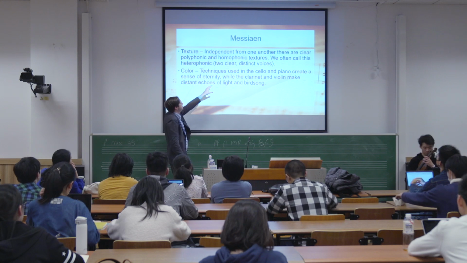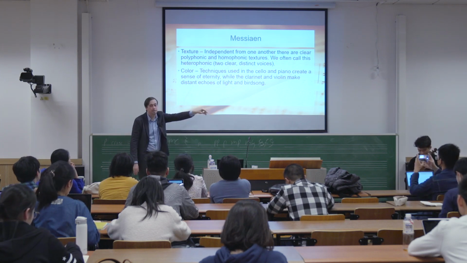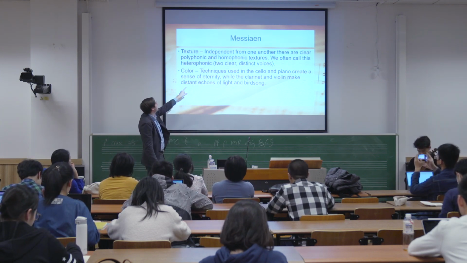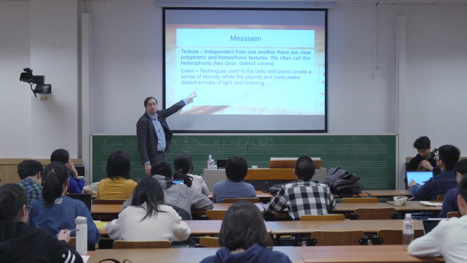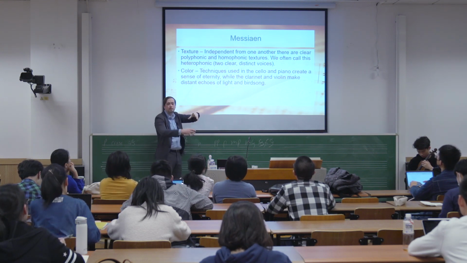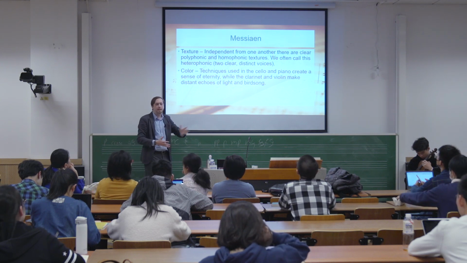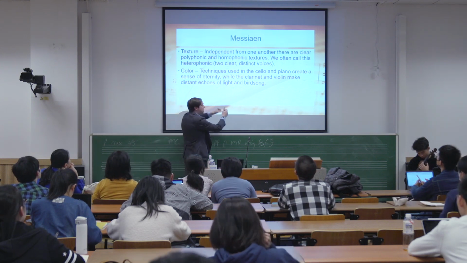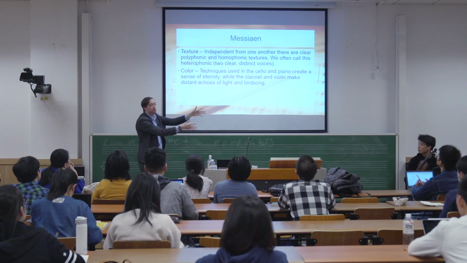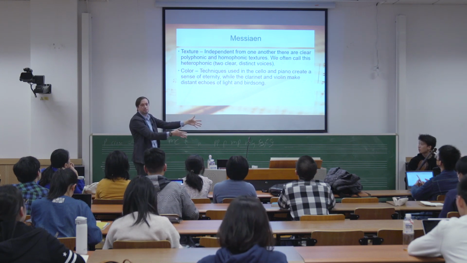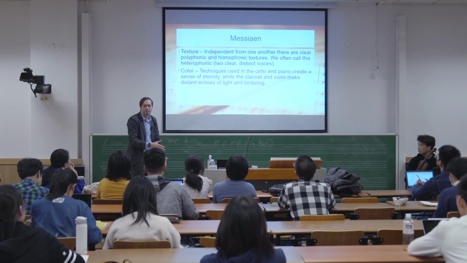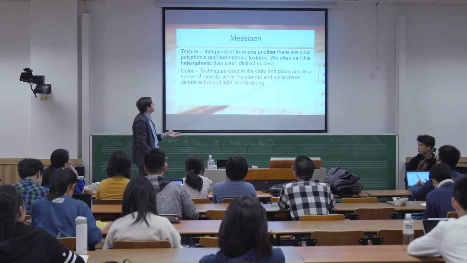Color, techniques used in the cello and the piano, which we listen to, create a sense of eternity. And this is what Messiaen wanted. He wanted this feeling of timelessness, of forever. The painting had no beginning, no end. It could keep going, right? So could this music. He just cuts it off when he gets tired of it. It could keep going, right?